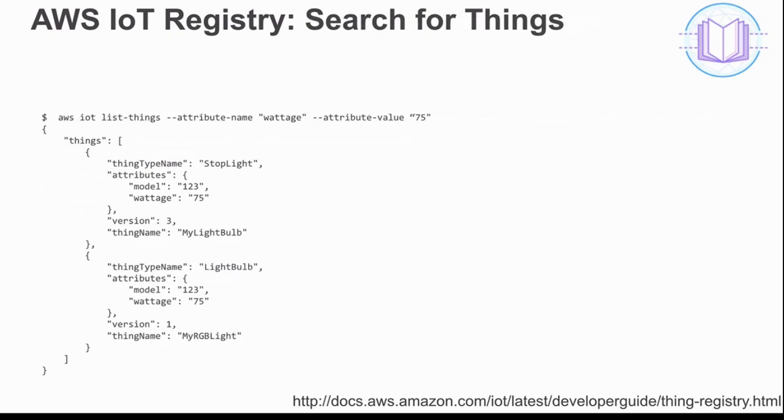We can also search for things. So AWS IoT list-things, attribute name wattage, attribute value 75. It'll return our JSON structure with all of the things that have the wattage attribute set to 75. So you can use this for filtering and operating on physical devices via the thing registry metadata.